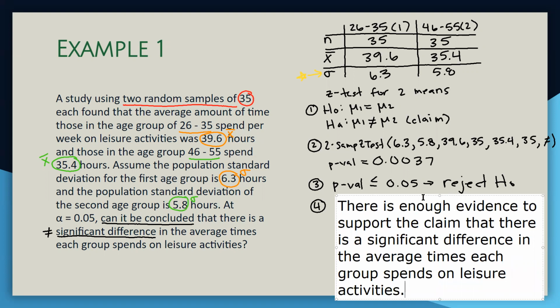So again, is enough or is not enough, that's coming from step 3. Support or reject is coming from step 1. And then the actual claim is coming from the words in the problem. And I just pulled that from that very last statement in our word problem: can it be concluded that there is a significant difference?